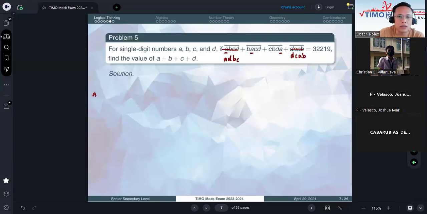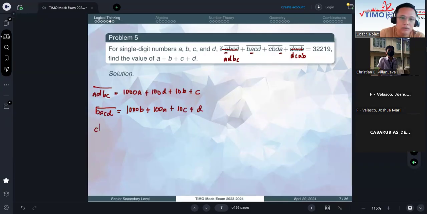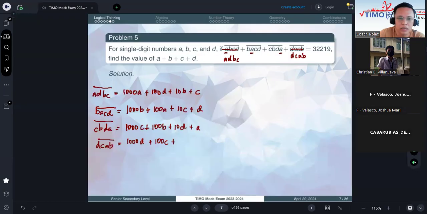Okay. ADBC is equal to 1000A plus 100D plus 10B plus C. For BACD, you will have 1000B plus 100A plus 10C plus D. For CBDA, it is equal to 1000C plus 100B plus 10D plus A. And lastly, DCAB is equal to 1000D plus 100C plus 10A plus B.